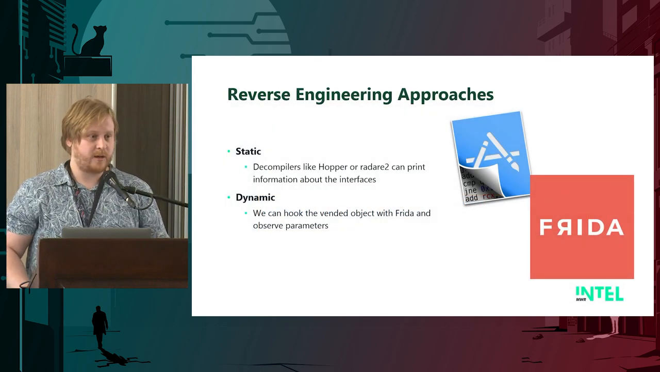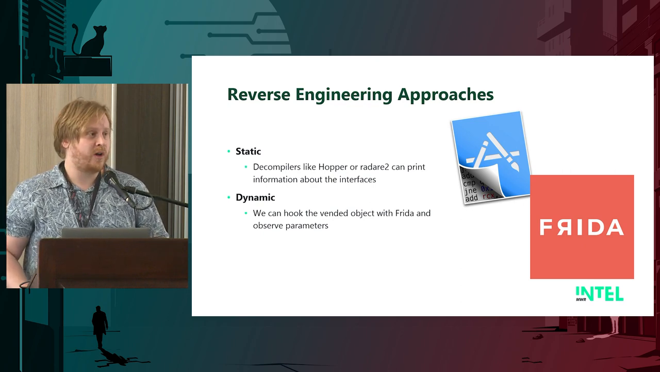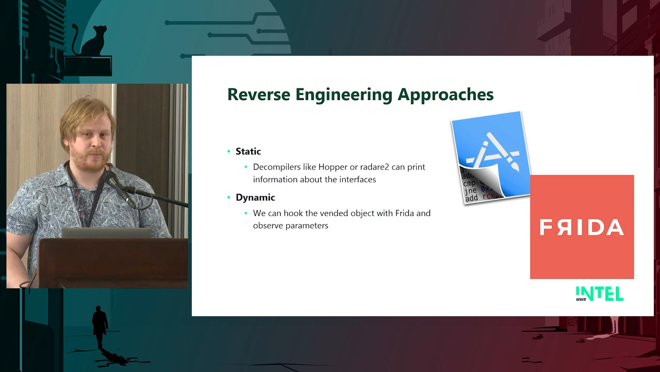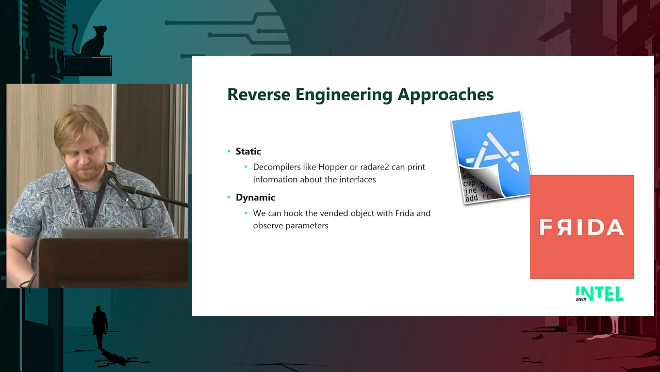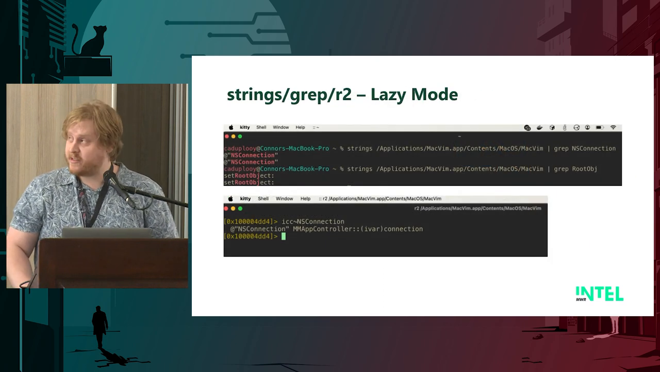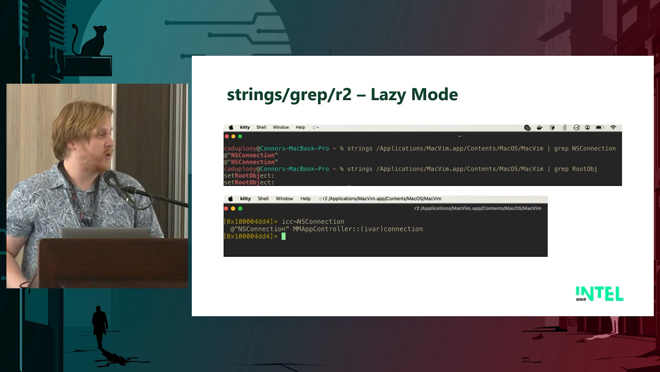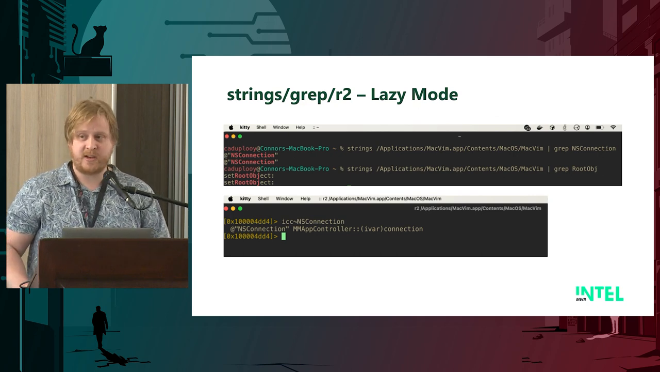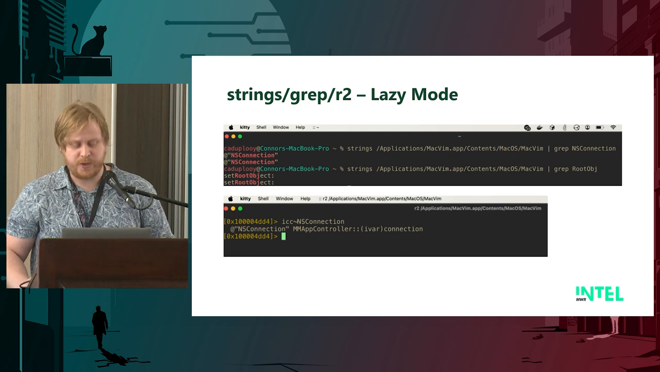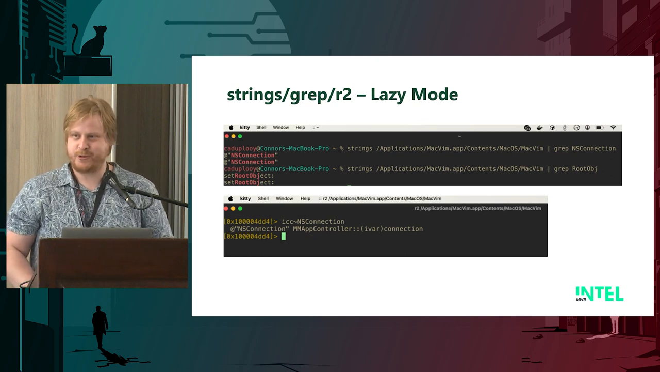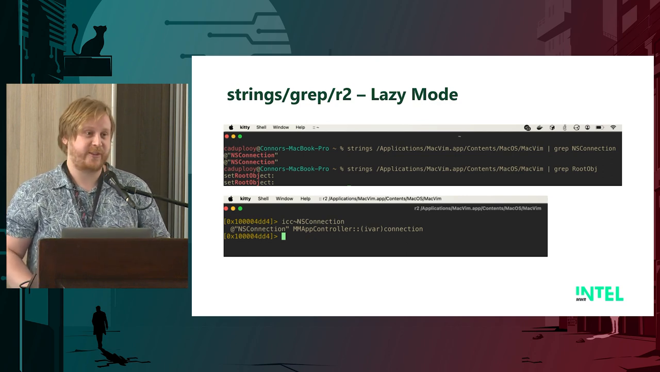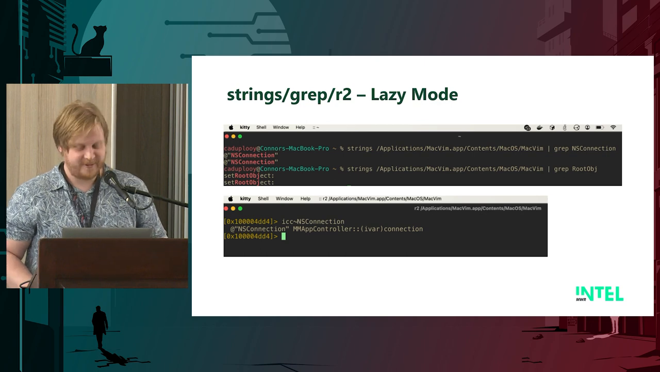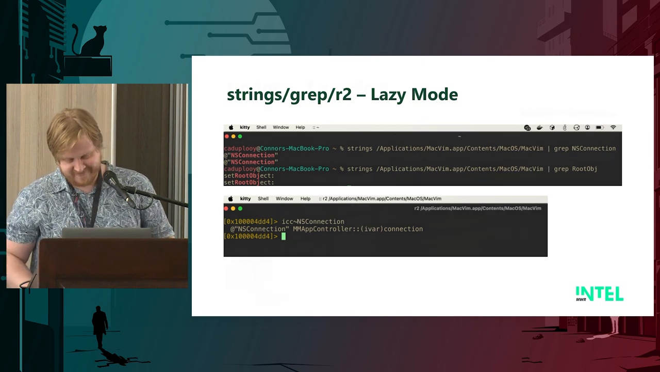So we've got a few different approaches we can take to find these values. You can do a static approach or a dynamic approach. The static approach involves using Hopper or Radare2, and the dynamic approach uses something like Frida. This is the lazy mode, where we can use grep or something like Radare2 to just list the classes and give us some more information about what they do. Literally very easy, just strings and then pipe into grep. You can do this on the entire file system if you really wanted to. It's a bit of fun.